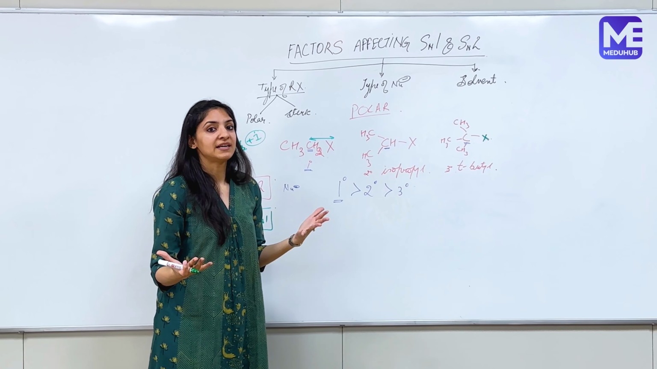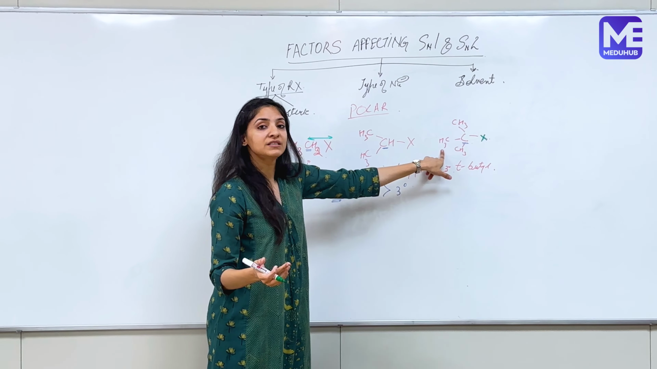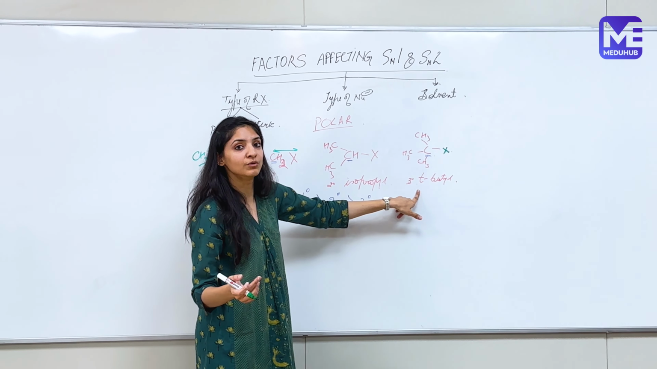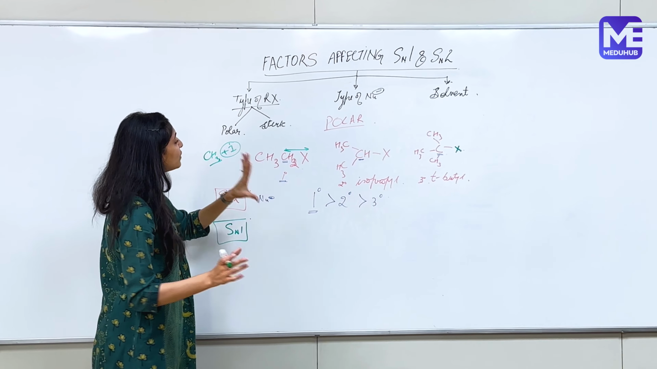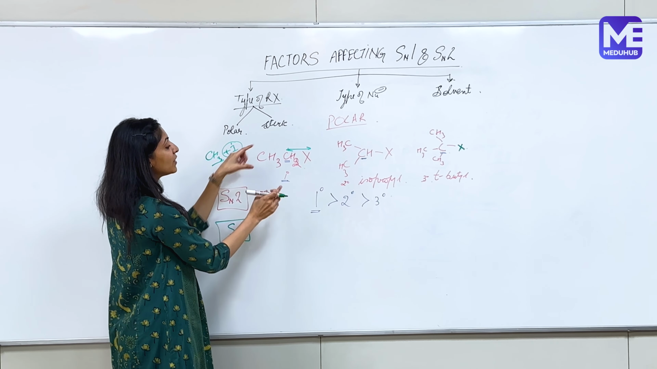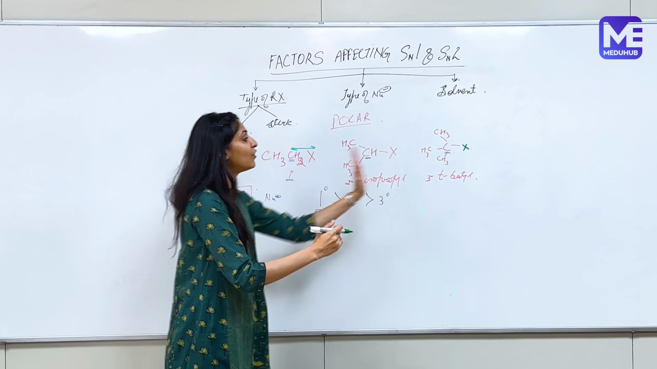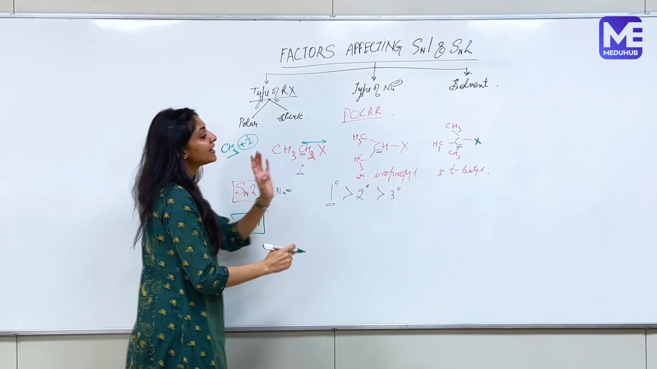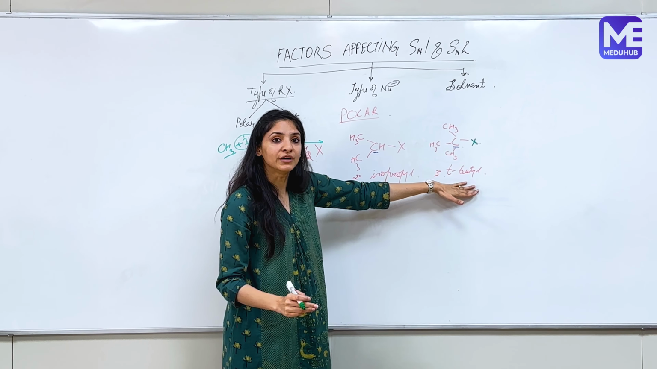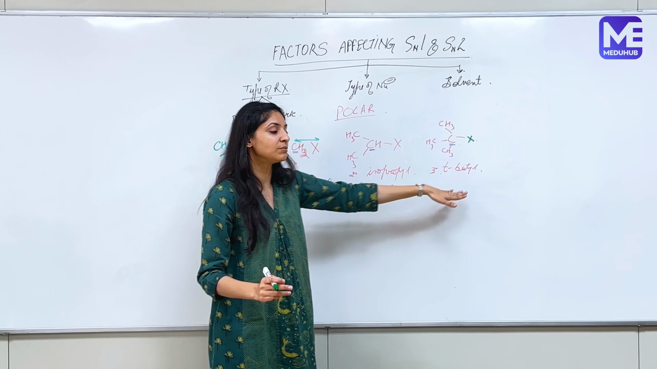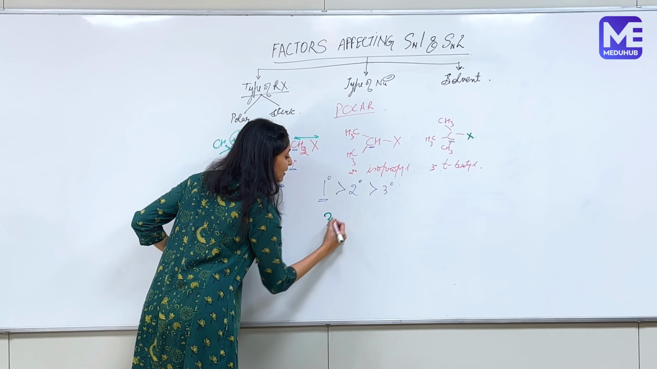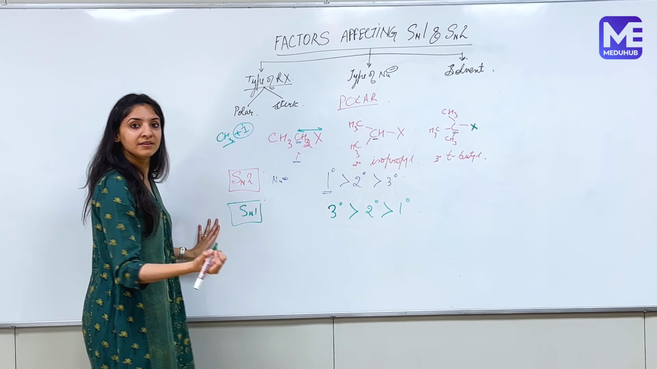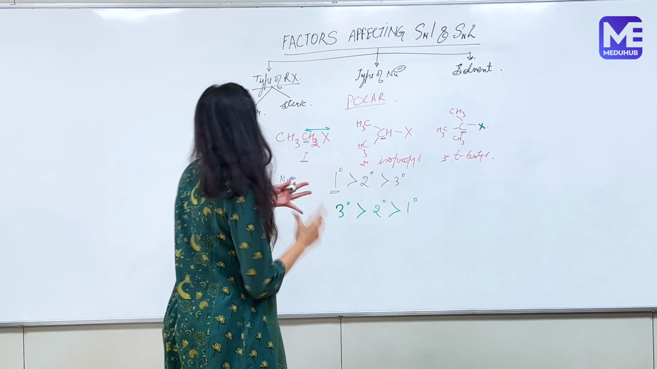There is another way to understand this. Let's say all these carbocations are formed. This is a 1 degree carbocation, this is a 2 degree carbocation, and this is a 3 degree carbocation. So we know from logic that because of the plus I effect, a 1 degree carbocation is the least stable of all. So it follows that for an Sn1 mechanism, it is the easiest to form a 3 degree carbocation. A 3 degree carbocation is the most stable. So the order of the reaction will be 3 degree greater than 2 degree greater than 1 degree. Now we need to see the steric effects.